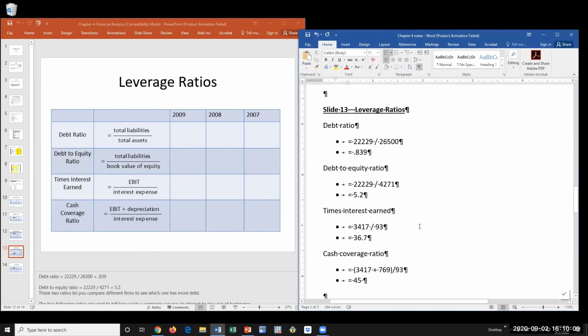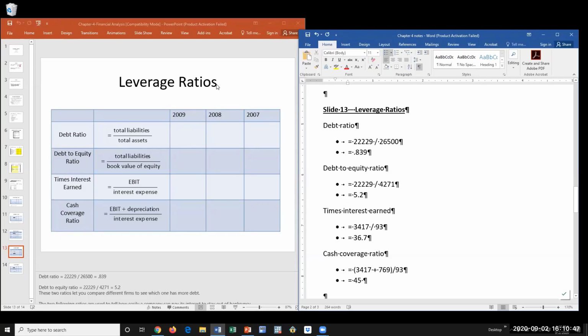Okay, the next is leverage ratios. And these ratios basically tell us how much debt a company has, how much debt they have compared to their assets, how much debt they have compared to the value of their equity, or how much profits they have compared to the amount of interest they have to pay on their debt, or how much cash flow they have with respect to how much interest they have to pay on their debt. So this is all about their ability to pay off their debt.